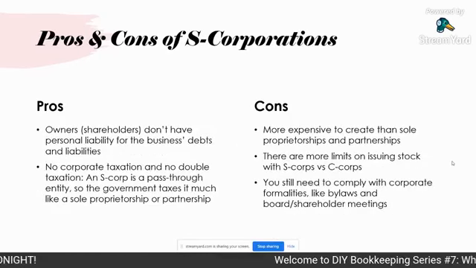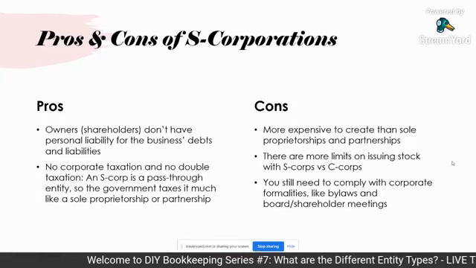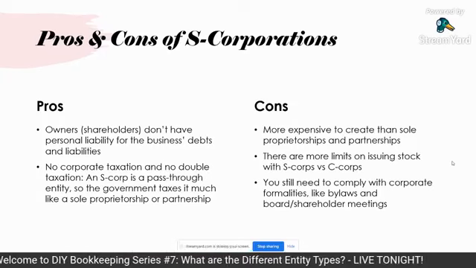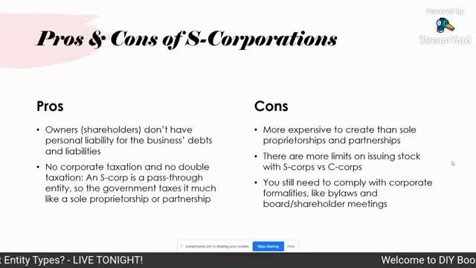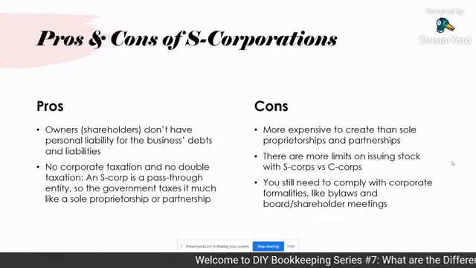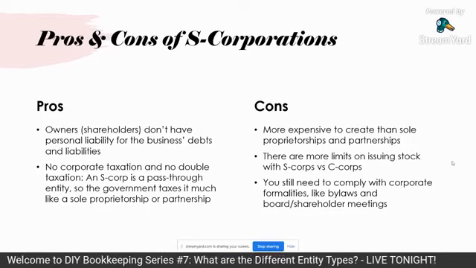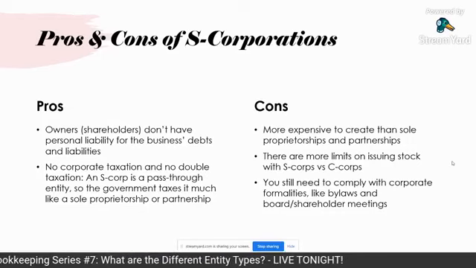And now we're looking at the pros and cons of S corporations. Pros are, again, no personal liability for the shareholders, no corporate taxation, and no double taxation. So that's a really big one. An S Corp is a pass-through entity, so the government taxes it much like a sole proprietorship or a partnership.